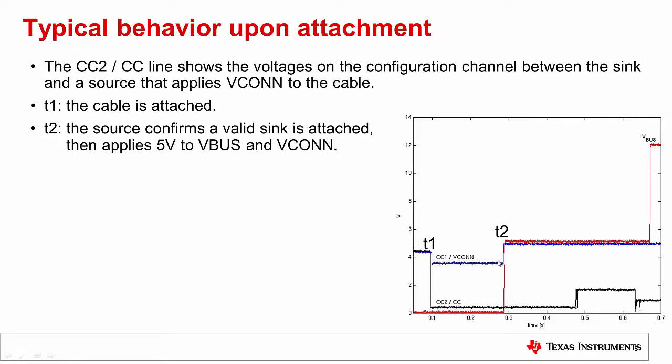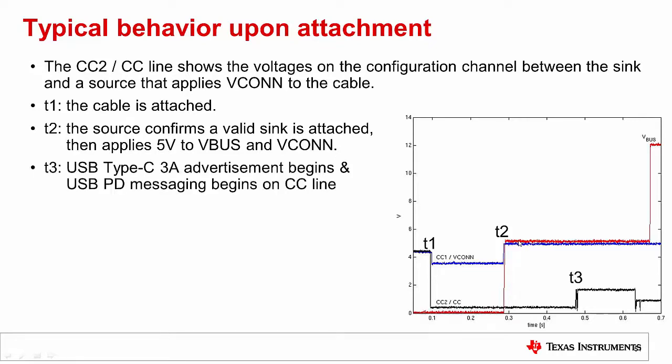So after that debounce time, you can see that first the VBus is turned on, but also the PD controller in this scenario applied VCON to the CC1 pin. So you can see the voltage on VCON goes up and VBus has gone up. The next thing that happens is that the Type-C PD controller changes its advertisement. So the 0.4 volts here is a default USB current.